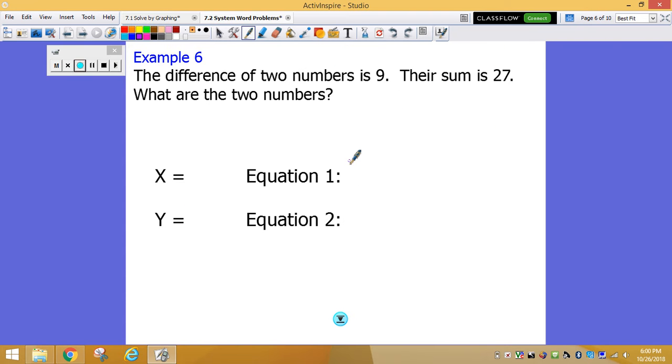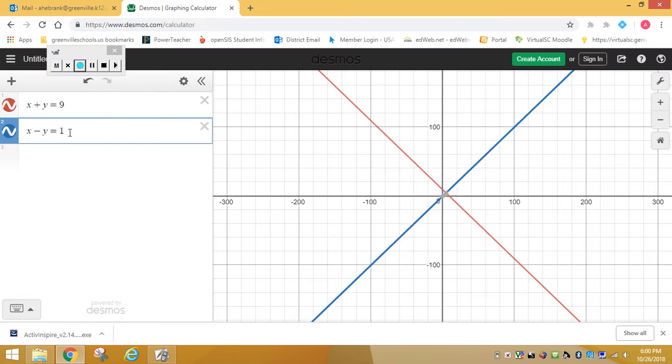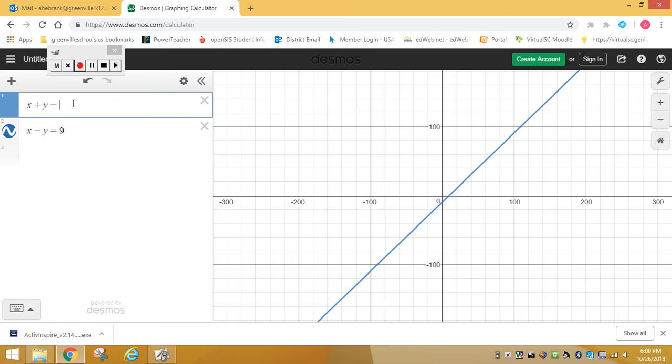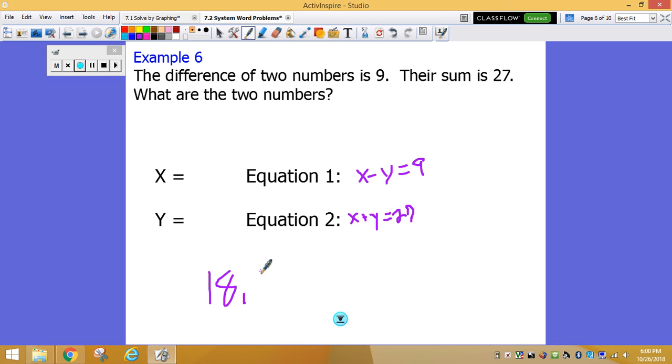The difference of two numbers is 9. Well, difference means to subtract. So x minus y is 9. The sum of two numbers, so that means add, is 27. Let's type those in Desmos. x minus y is 9. x plus y is 27. Where do they cross at? 18 and 9. So those are my two numbers. If you subtracted them, 18 minus 9, you do get 9, so that works. If you add them, 18 plus 9, you do get 27. So that's how you do problems like that.